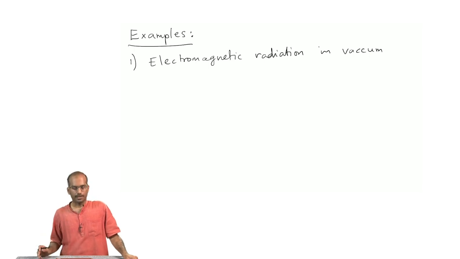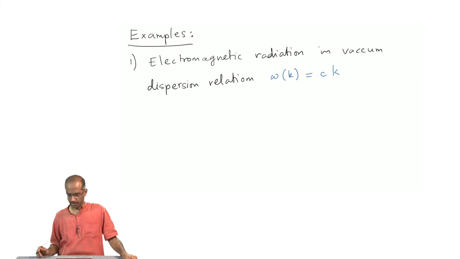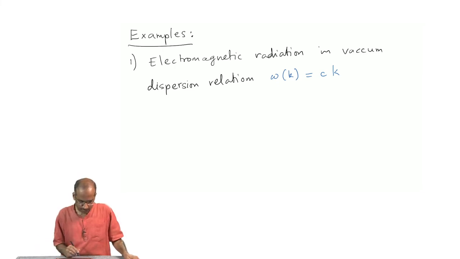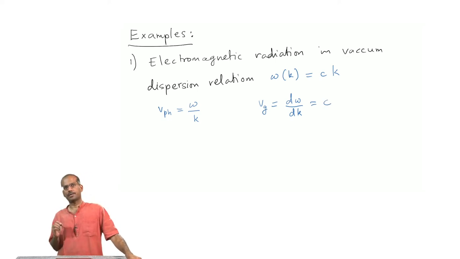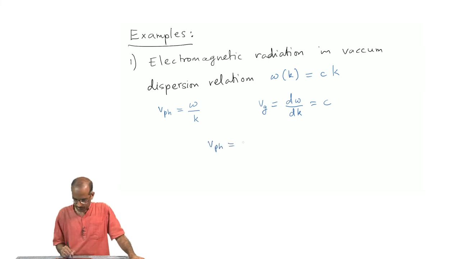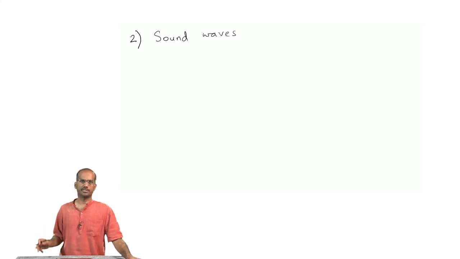So, what happens to electromagnetic radiation in vacuum? In this case the dispersion relation would be omega of k is equal to c times k, where c is the velocity of light, and I need to find out what is the phase velocity. The phase velocity is of course omega by k. And what is the group velocity? The group velocity is d omega by dk, which is equal to c. So, you can see that for electromagnetic radiation in vacuum, phase velocity is equal to group velocity, and hence there is no dispersion.